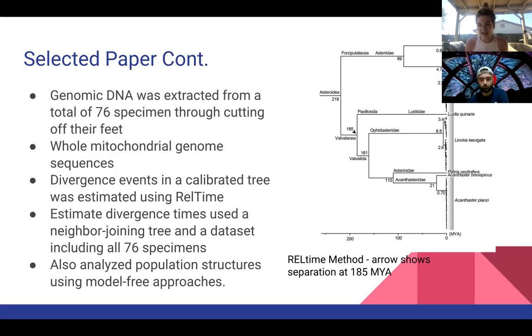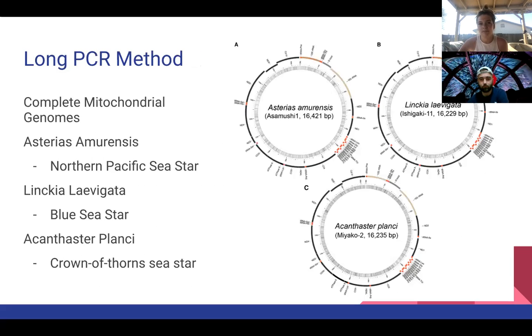This is important because figuring out the divergence time of these species and putting it into a data set for all of these species really represents how exactly the divergence of the population occurred. They also analyzed population structures using a model-free approach, which is important as well because that is what I'll be showing in the next slides.